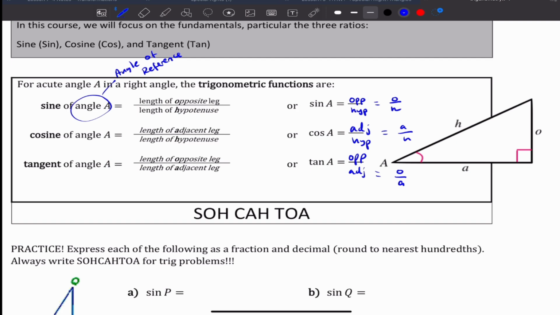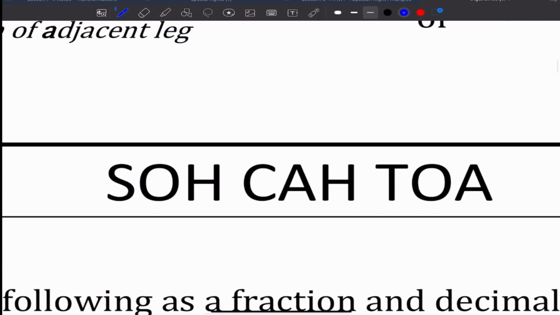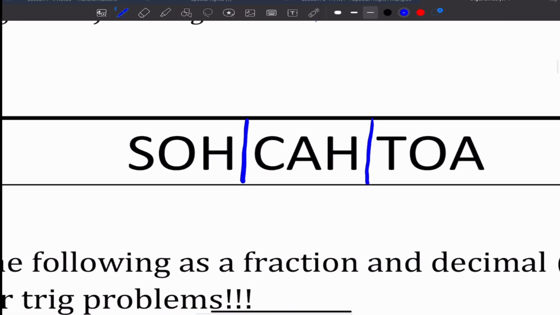So we have a mnemonic device, something that will help us remember all of these ratios, and it's this weird mnemonic, and it's going to stick out to you. It's called SOHCAHTOA. If I break down the SOHCAHTOA, if I break it up, well, this means sine is the ratio between the opposite leg over the hypotenuse leg.